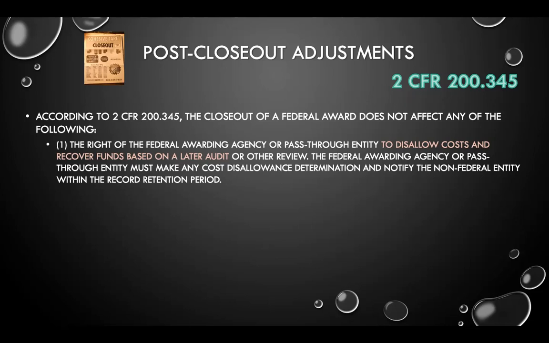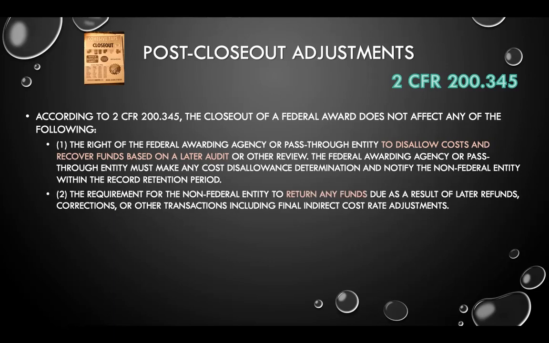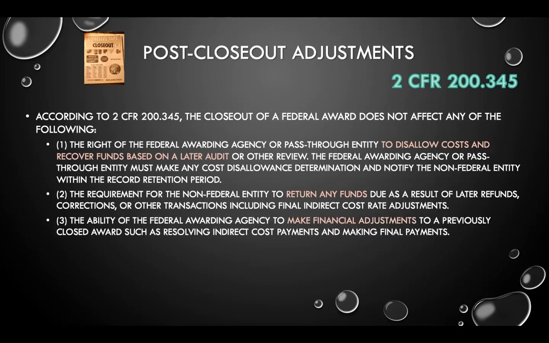The federal awarding agency or pass-through entity must make any cost disallowance determination and notify the non-federal entity within the record retention period. 2, the requirement for the non-federal entity to return any funds due as a result of later refunds, corrections, or other transactions, including final indirect cost rate adjustments. 3, the ability of the federal awarding agency to make financial adjustments to a previously closed award, such as resolving indirect cost payments and making final payments.